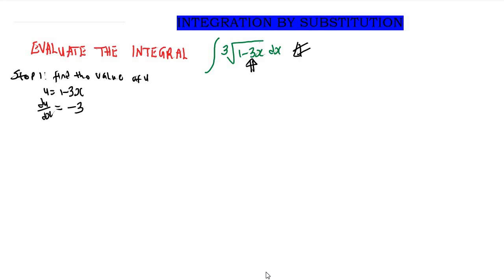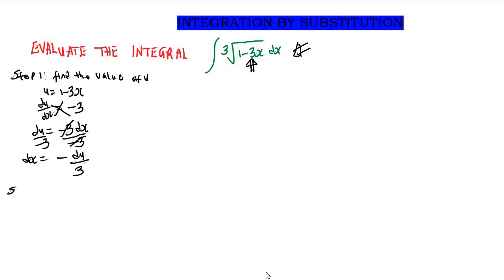You need to solve for ds. Now, how can we do this? We are going to cross multiply. This gives us du is equal to negative 3 ds. Because we want to solve for ds, we divide both sides by negative 3. As you can see, negative 3 cancels out. Then we have ds is equal to negative du over 3.